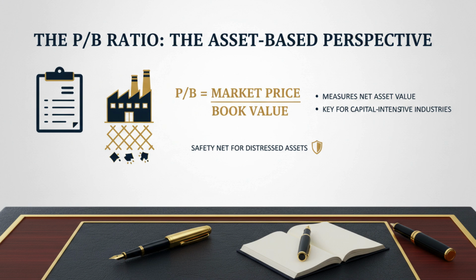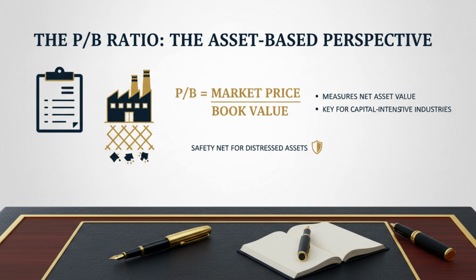The price-to-book, or PB ratio, compares a firm's market value to its book value, which is essentially the net asset value found on the balance sheet. For capital-intensive industries like manufacturing or for financial institutions, the PB ratio provides a safety net perspective. A PB ratio below 1.0 often suggests that a company is trading for less than the value of its physical assets, which could indicate a deep value play or significant underlying problems.